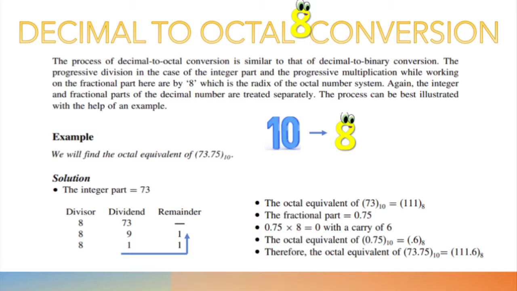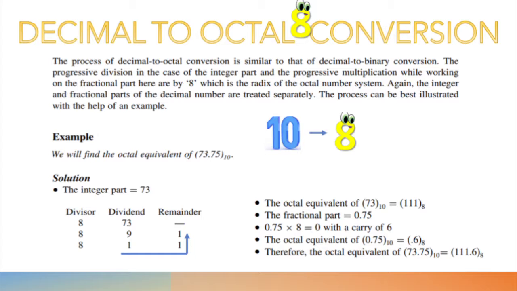The process of decimal to octal conversion is similar to that of decimal to binary conversion. The progressive division in the case of the integer part and the progressive multiplication while working on the fractional part here are by 8, which is the radix of the octal number system. Again, the integer and fractional parts of the decimal number are treated separately. The process can be best illustrated by an example. The example given here is 73.75 to the base 10. We need to find out the octal equivalent of that number.